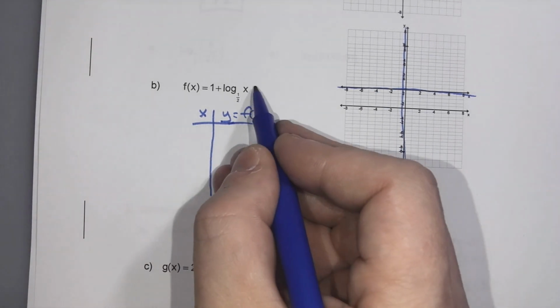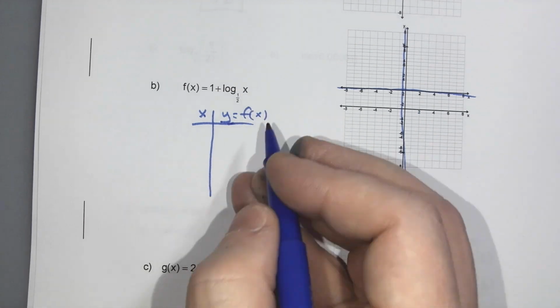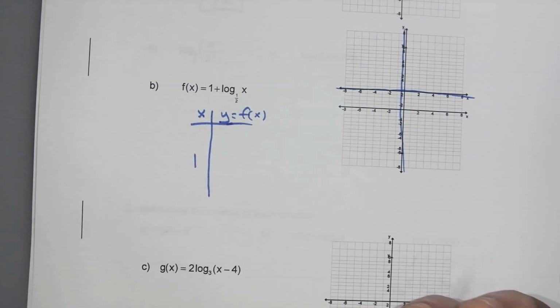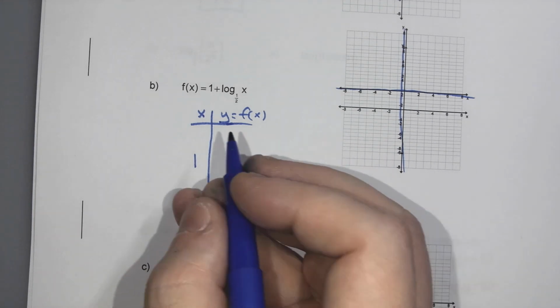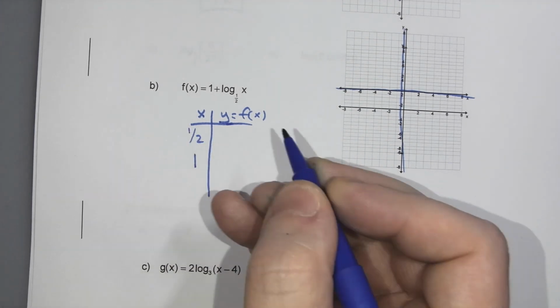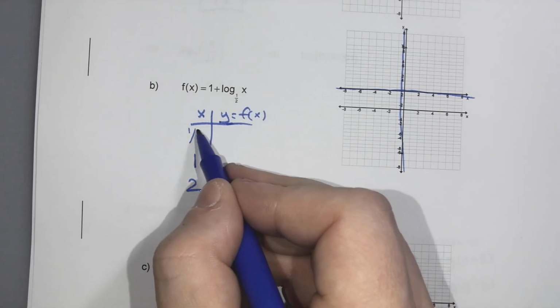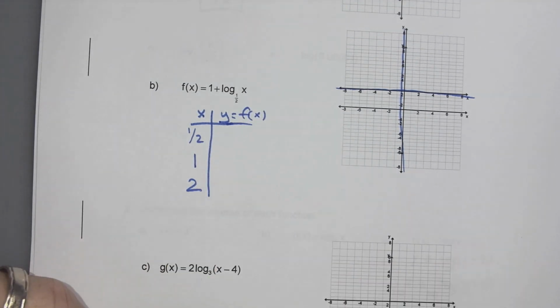So one number, since that's just an x with no fanciness going on, I'm definitely going to plug in a 1, because log base anything of 1 is nice and easy. I'm also going to use the number 1/2 and the number 2, because I know powers on 1/2. That'll give me 1/2 and will give me 2.